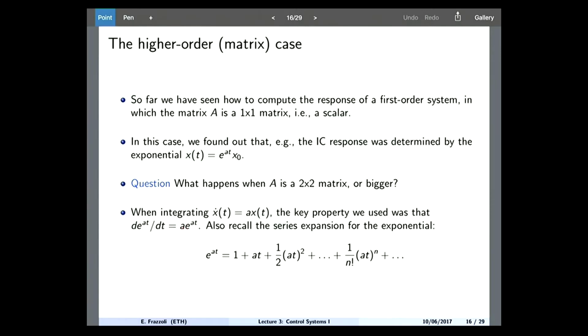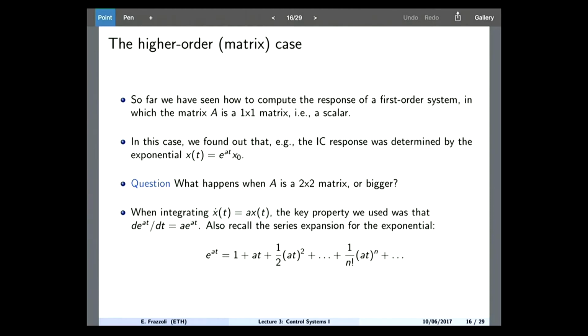Now, something that you may or may not remember is the series expansion for the exponential. I'm sure that you've seen this, but you can write the exponential as the sum of this Taylor series, given by 1 plus at plus 1/2 at squared plus ... 1 over n factorial times at to the power n. So this is the Taylor series expansion of the exponential. You've seen this already? Probably yes.